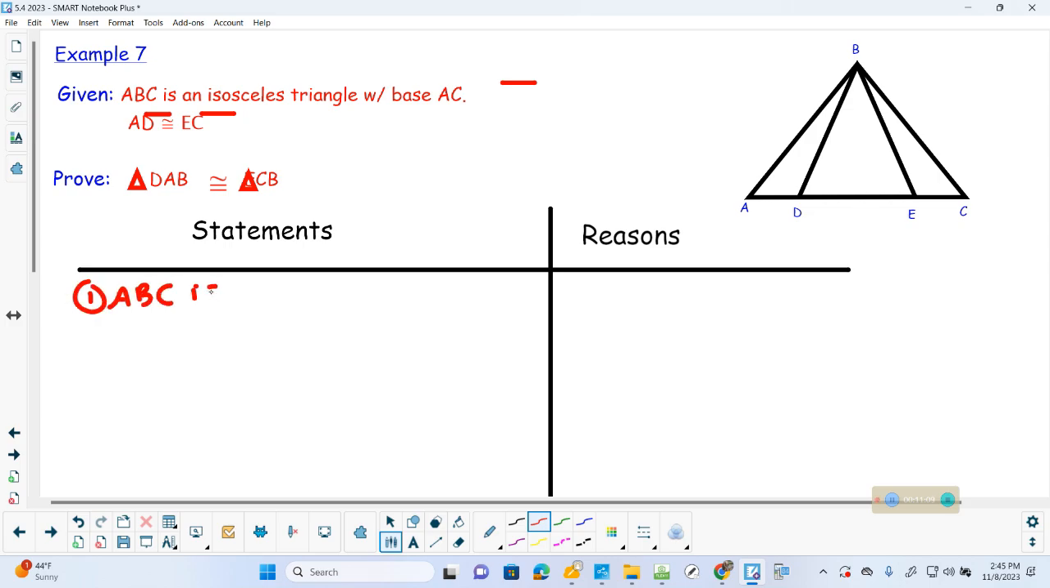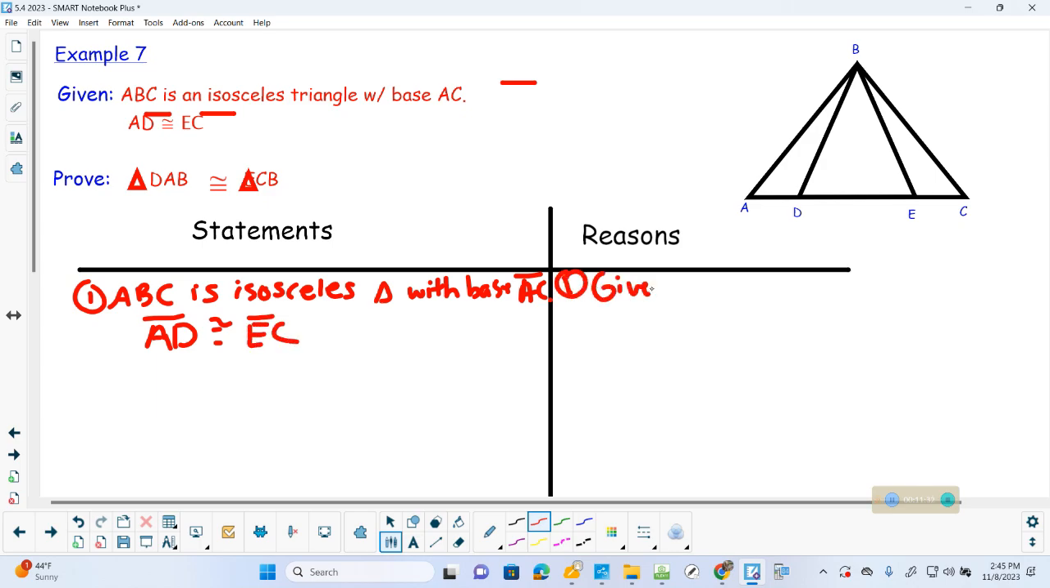ABC is isosceles triangle with base AC. AD is congruent to EC. All right, there's a lot of triangles in this picture, okay? So we have to look super close. Details matter, obviously, at the given.